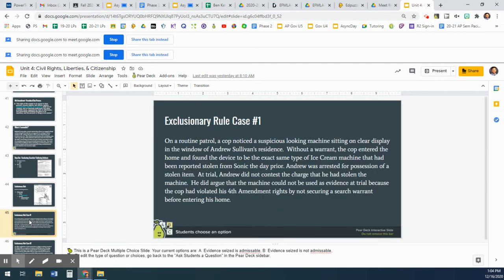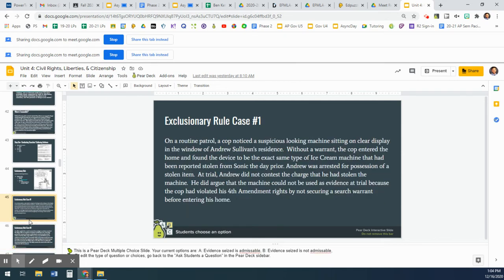All right, the first one states, on a routine patrol, a cop noticed a suspicious-looking machine sitting on clear display in the window of Andrew Sullivan's residence. Without a warrant, the cop entered the home and found the device to be the same exact type of ice cream machine that had been reported stolen from Sonic the day prior. Andrew was arrested for possession of a stolen item.